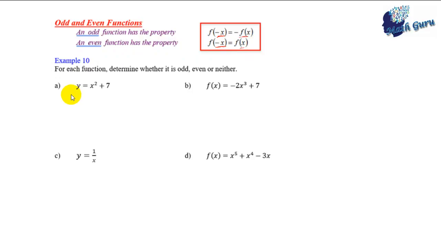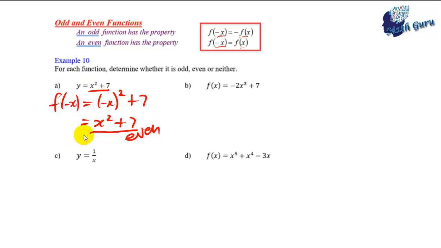So let's test. This first one here, if I say f of negative x, I'm going to get negative x all squared plus 7. If we square negative x, negative 1 squared is 1. So I'm going to end up with x squared plus 7. That is exactly the same as that. So here, that is an even function because f of negative x equals f of x.